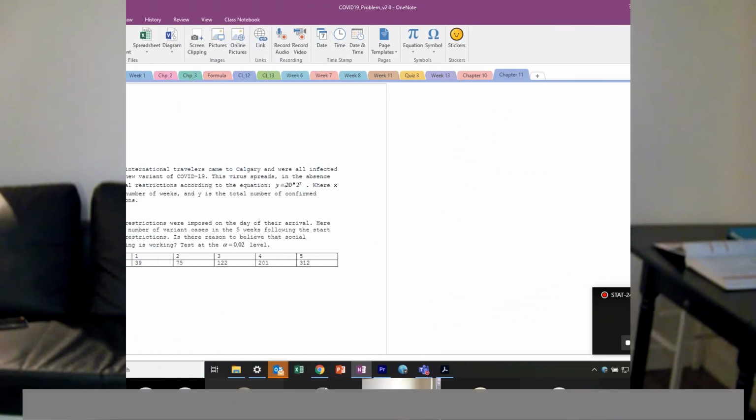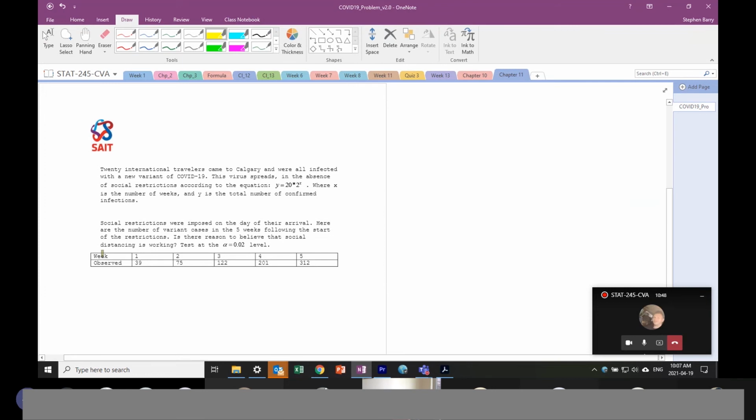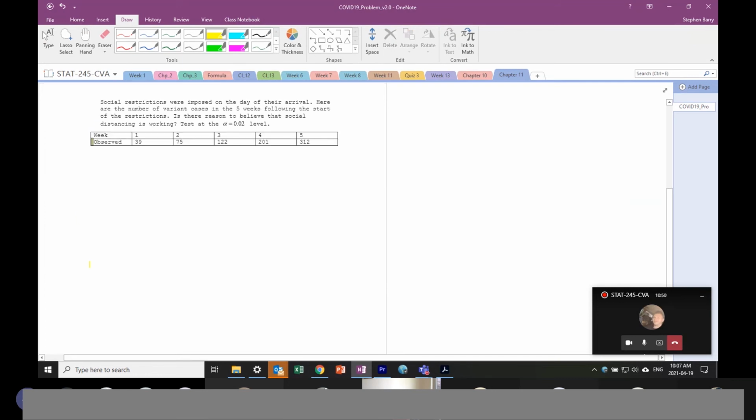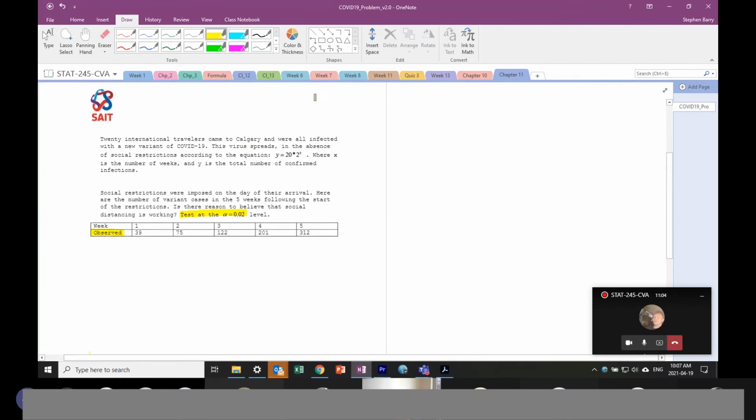And the first thing you're going to want to look for is something called the observed. This is clutch here. That's usually a thing. If you ever see an observed frequency, and then you see a hypothesis test coming here as well, that's clutch.